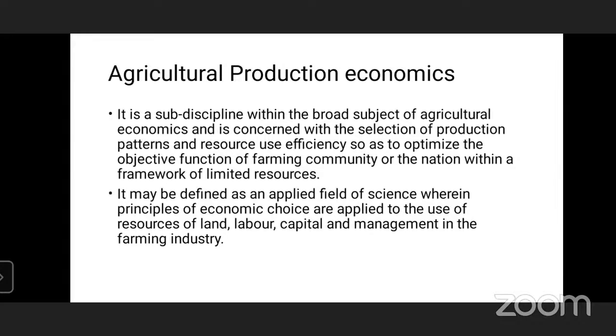Okay. So when it comes to agriculture production economics, two things are important. One is that it is applied science. Secondly, it is applied at the farm level. So the objective here is to maximize the yield or minimize the cost of the farmer, ultimately to increase the net income of the farmer. The second definition: it may be defined as an applied field of science, wherein principles of economic choice are applied to the use of resources of land, labor, capital, and management in the farming industry. So when these two come together, applied science and the farming industry, it is production economics.